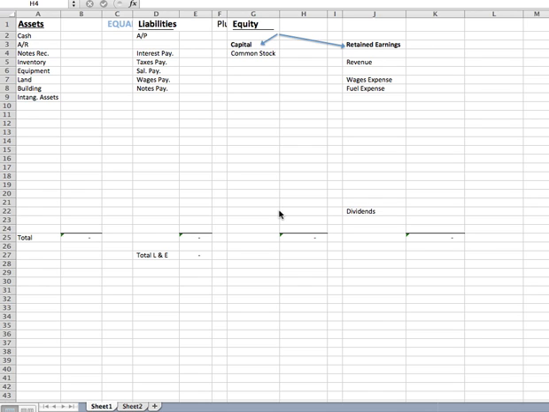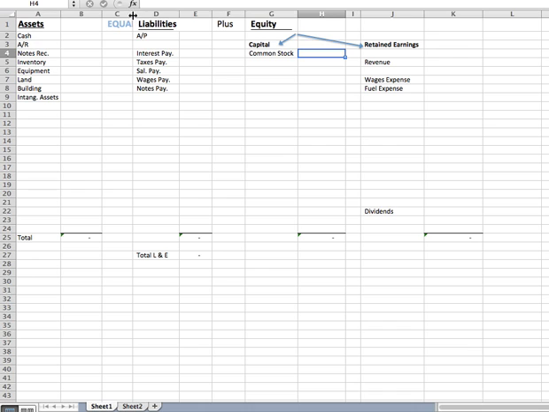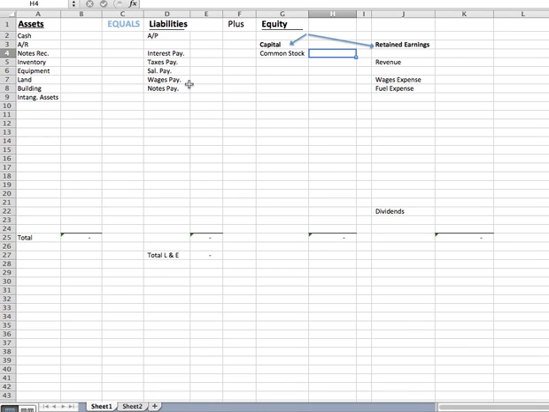Transactions flow through the accounting equation. Assets equal liabilities plus equity. If we were to start off with an individual investing $100,000 into a corporation in return for common stock, that action will do the following.